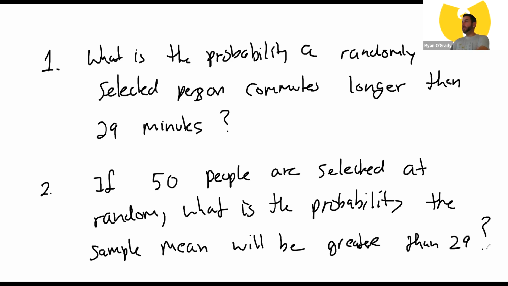There is a big distinction here. The first question is asking about one random data point, one person in this case. The second problem is asking about a sample mean.